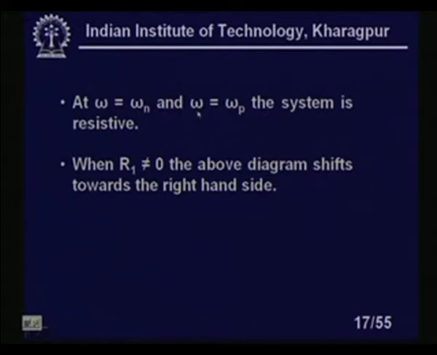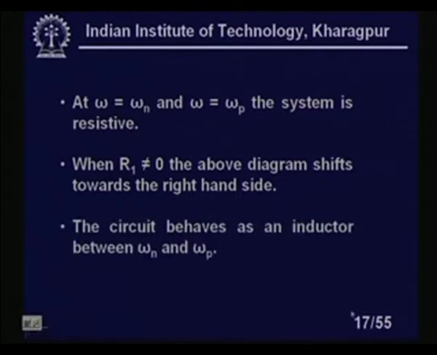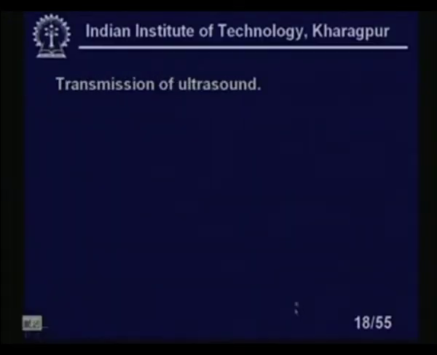So, you see that it is working as resistive sensors. At omega equal to omega p, the system is resistive, and when R1 equal to 0, the above diagram shifts towards the right hand side. The circuit behaves as an inductor between omega n and omega p. Clear? In some part it is resistive, in some part it is inductive.